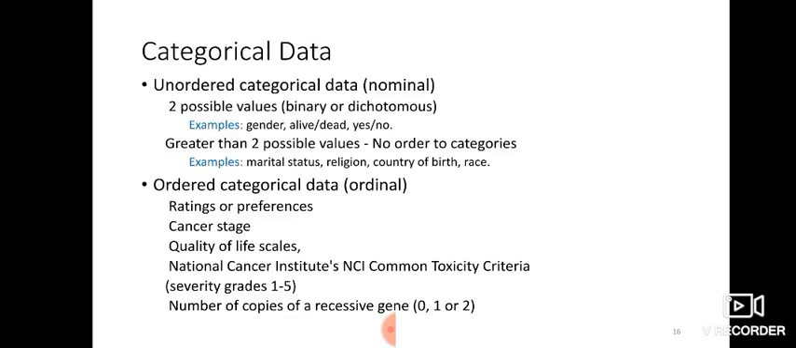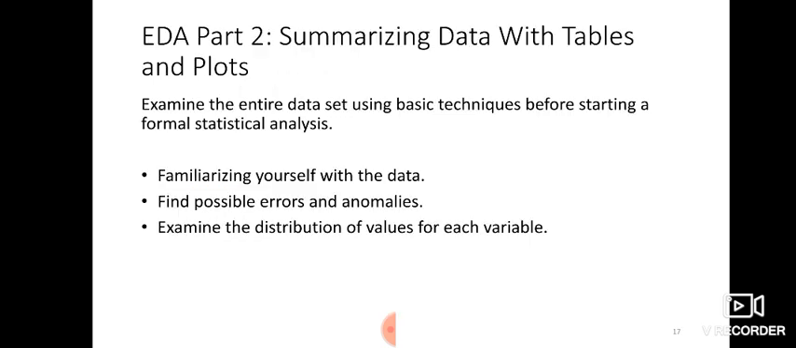For categorical data, we have unordered categorical and ordered categorical. In unordered categorical, we have two values, mostly binary or dichotomous. When we have more than two possible values, we cannot order them into categories. Ordered categorical data means rating, preference, cancer stage, quality of life, the National Cancer Institute's common toxicity criteria, or the number of copies of a recessive gene. Like this, we can have some order, and based on that we can categorize the data.